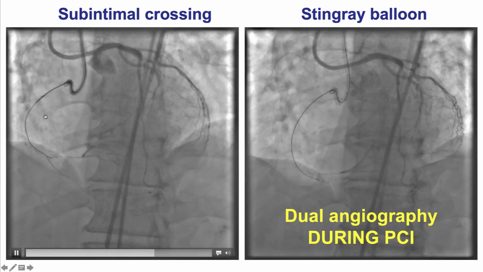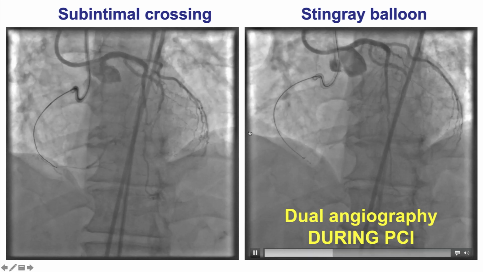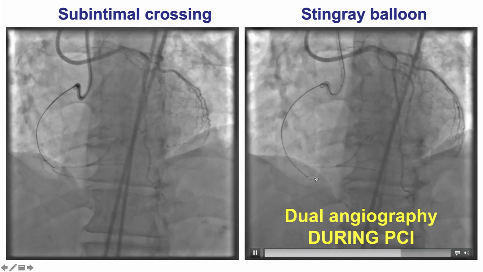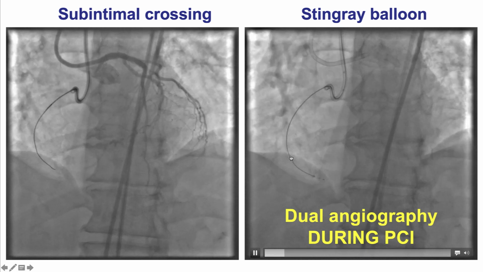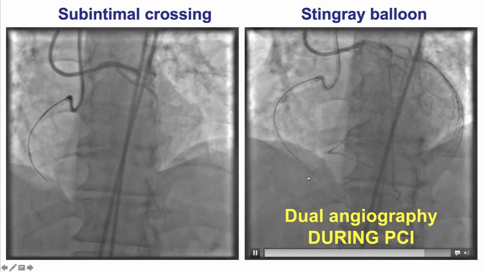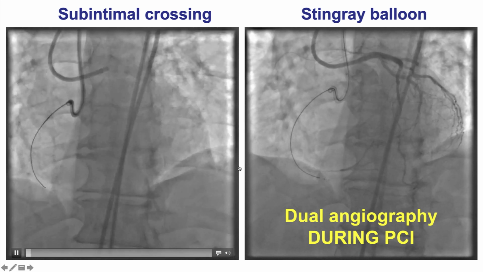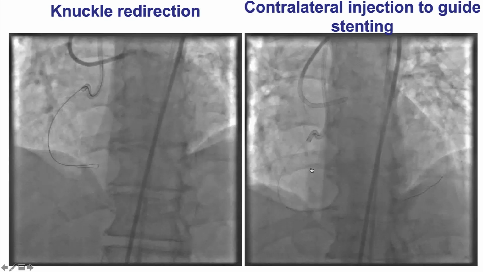This is an example of a CTO intervention. The wire is subintimal, tracking the right coronary artery. We advanced the Stingray balloon for re-entry. Had we not done this image, we would actually have tried to re-enter into a branch. Essentially, this is an early branch, not where we actually wanted to get the re-entry.